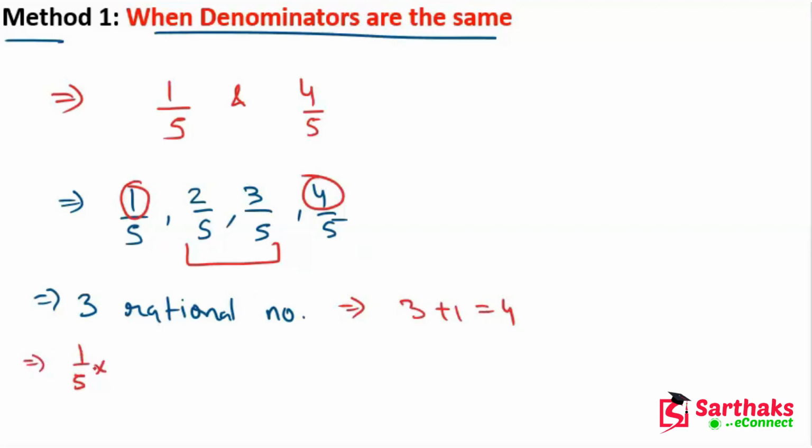1 upon 5 into 4 upon 4, we get 4 upon 20. Now 4 upon 5 multiplied by 4 upon 4, we get 16 upon 20. Now we can find a lot of rational numbers between these two, and they are equivalent to the rational numbers between 1 upon 5 and 4 upon 5. I hope you understand these things.